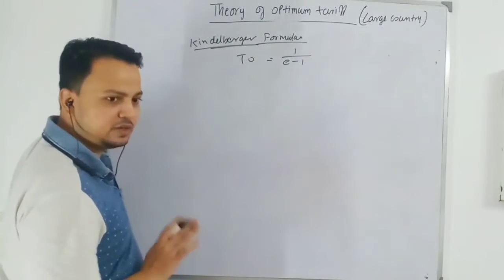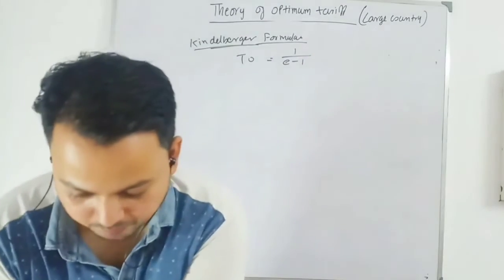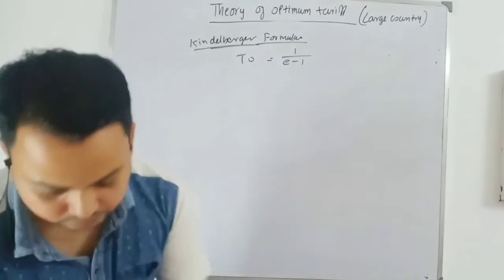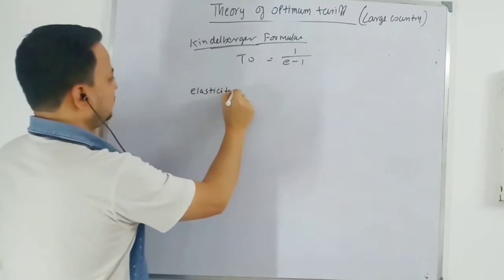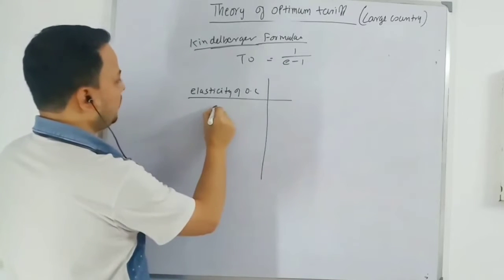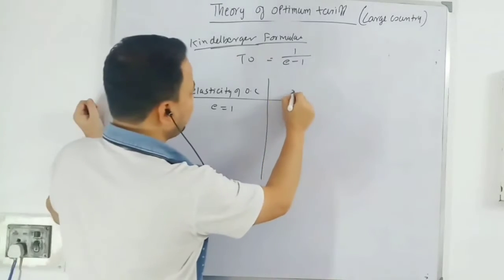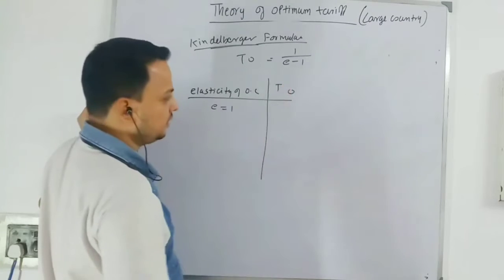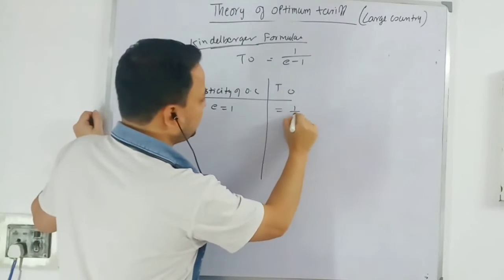So before I proceed, okay, let's look at something. Let me finish some numbers. Then it will be easier to visualize what we are doing. So this is the elasticity of the offer curve. Okay. If the elasticity of the offer curve, say, is 1, then what will be the optimum tariff? It will be 1 over 1 minus 1. It will be what? 1 over 1 minus 1 is 1 over 0, which is infinity.